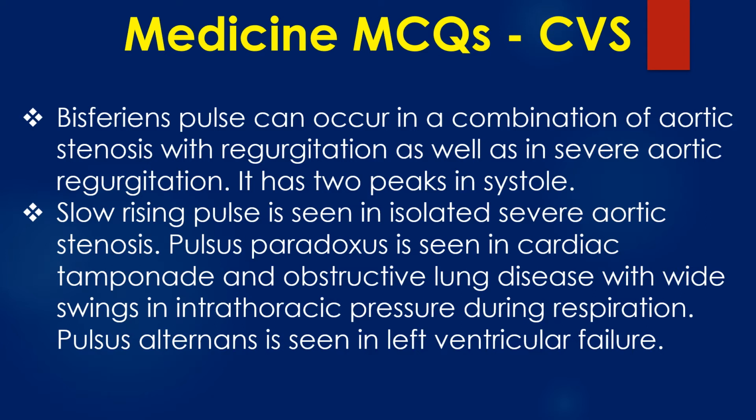Slow rising pulse is seen in isolated severe aortic stenosis. Pulsus paradoxus is seen in cardiac tamponade and obstructive lung disease with wide swings in intrathoracic pressure during respiration. Pulsus alternans is seen in left ventricular failure.